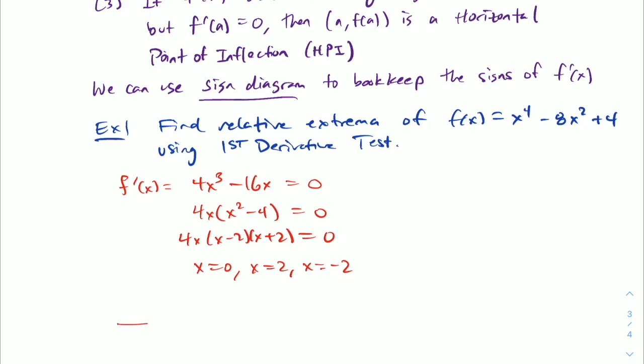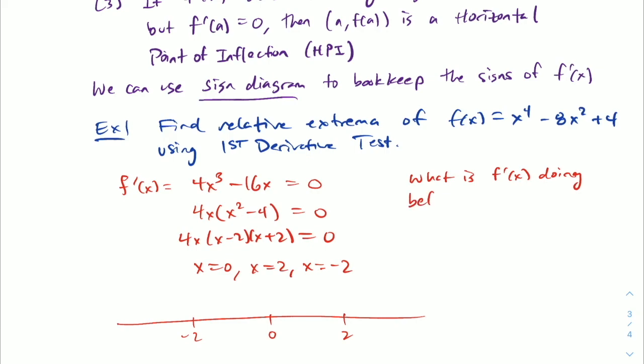Okay, so the derivative is 0 at negative 2, 0, and 2. What we want to do is figure out what the derivative is doing before and after each of these zeros. So we're going to pick a value before negative 2. Let's look at negative 3.